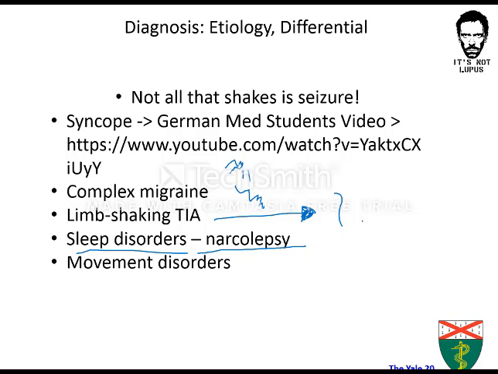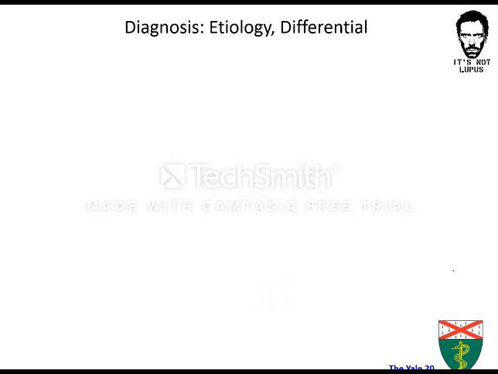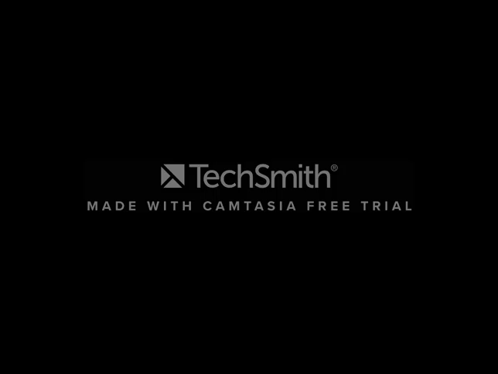Movement disorders where people have tremor that's very rhythmic and jerking can look very much like a seizure. And of course, we have the always troubling non-epileptic spells. These are where people have seizure-like movements, but they aren't actually based off of abnormal brain activity, and can look very much like seizure and really be a confusing thing.